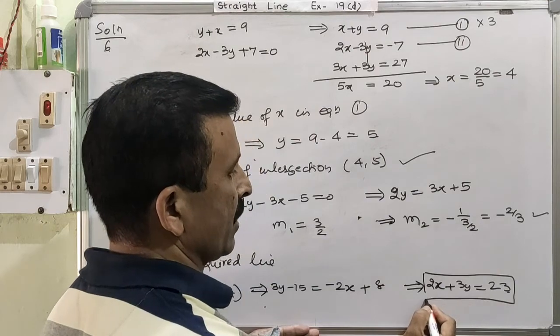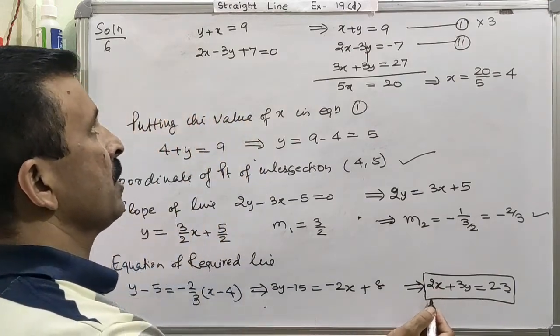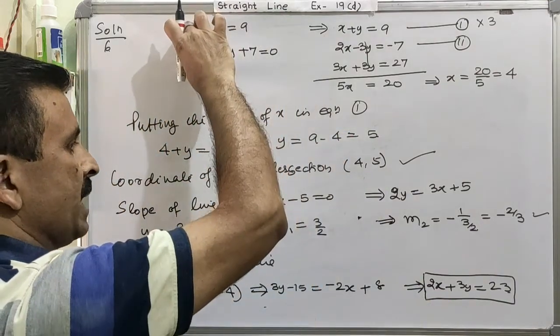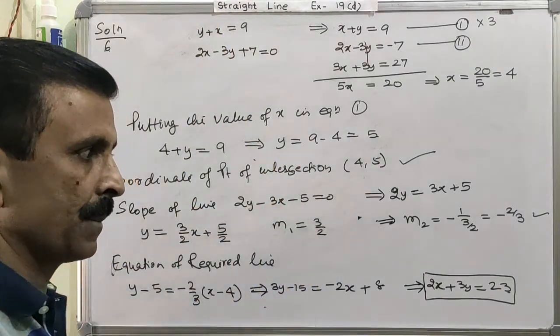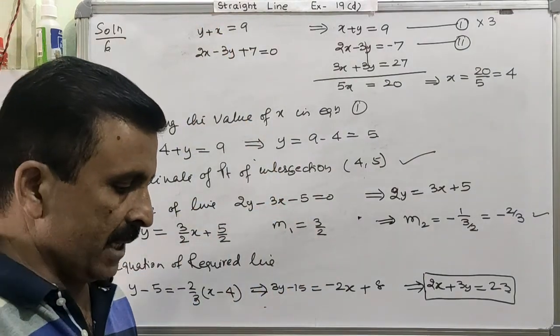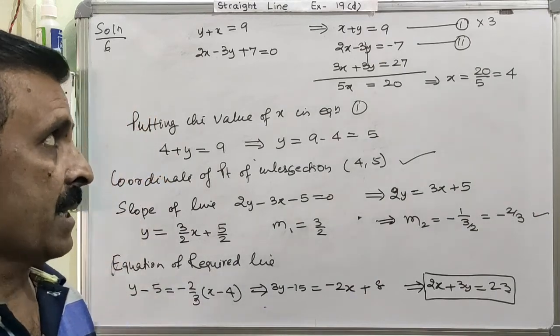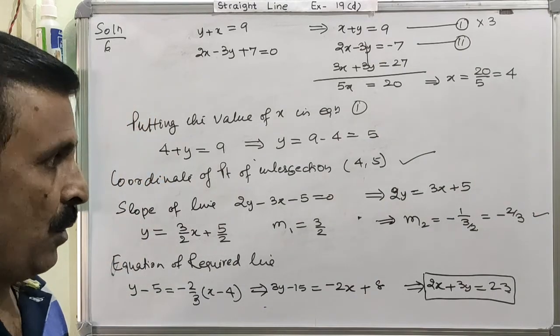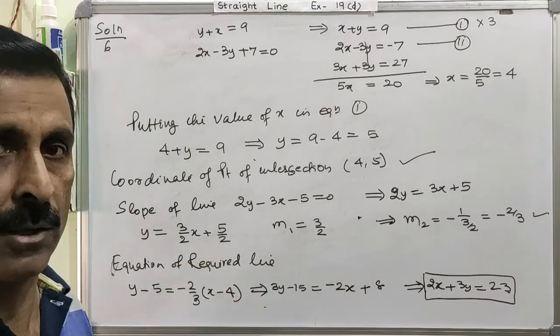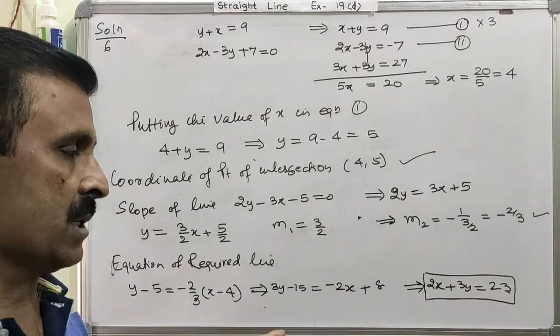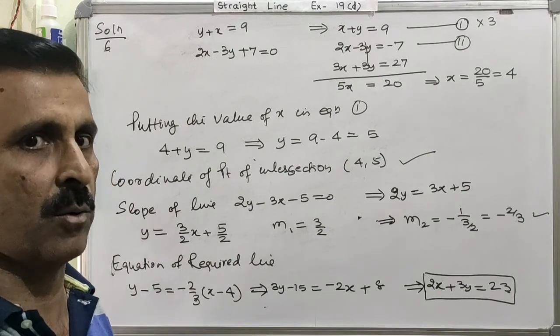This is your required equation which passes through the point of intersection of these two lines and is perpendicular to this third line. Is it okay? So with this we have completed the exercise 19D. Hope you might have understood each and every question. I did all the questions of this exercise. So you just need to understand the concept and then do the question by yourself.